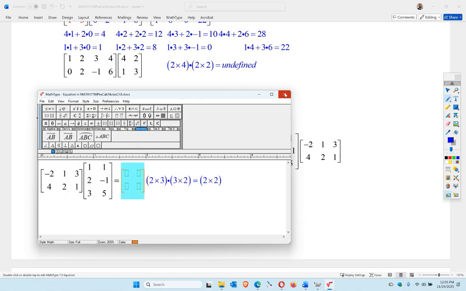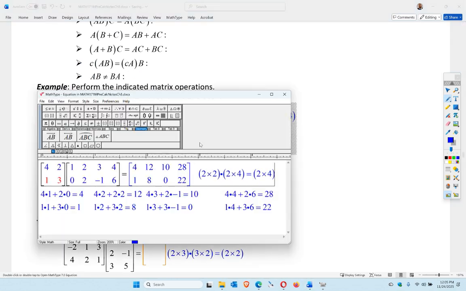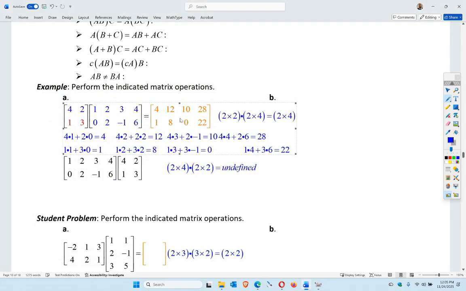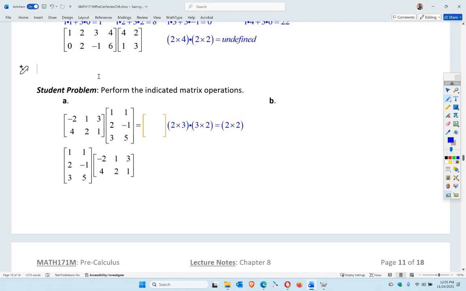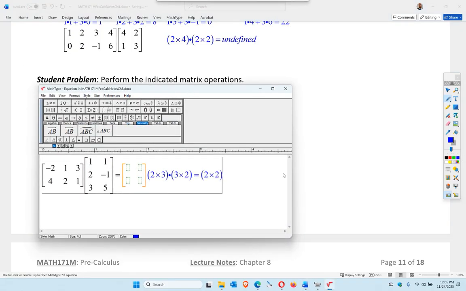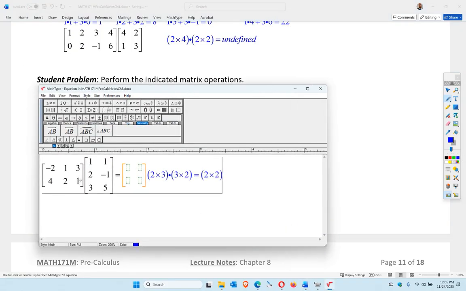Okay. Let's go up to here, by the way. This is the answer here in orange. Okay, so this is a 3 by 2 and a 2 by 3, so this can be done basically.